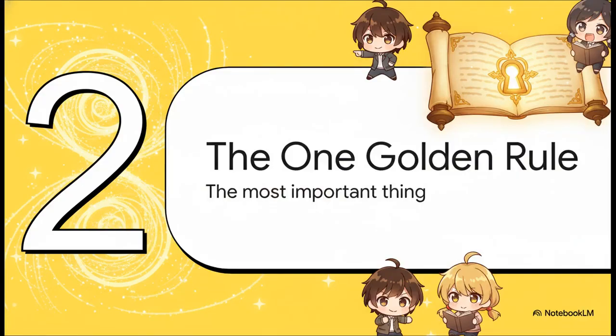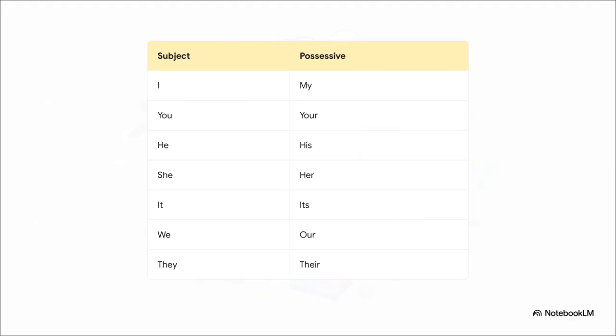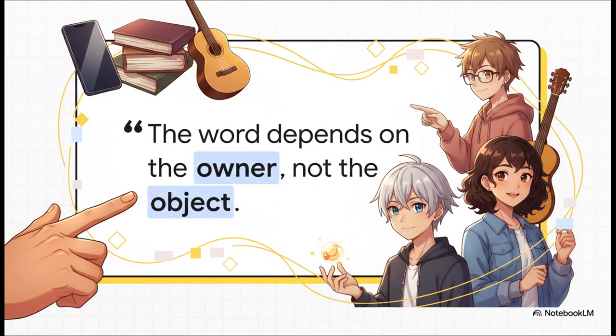All right, let's get to the most important part of this whole explainer. Seriously, if you only remember one thing today, make it this. This is the key that unlocks everything and makes it all so much easier. So a lot of people see a chart like this and think, oh, great, I have to memorize all of this. I becomes my, she becomes her. But what if I told you there's a much easier way? A way where you don't have to memorize anything at all, because one simple rule does all the work for you. And here it is.